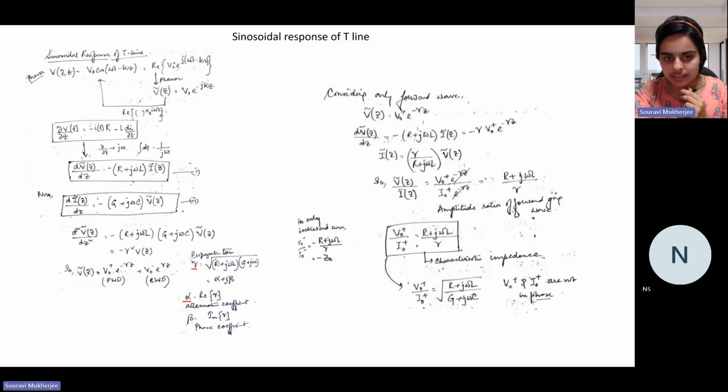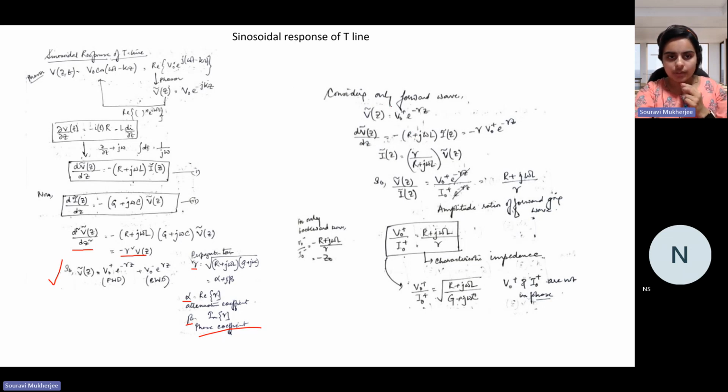Okay, and then there is another factor beta, which takes into account the phase coefficient. Okay, so it's this imaginary part. So from here, this is the general representation. If you start with an equation like this, del square V by del z square equal to gamma square V of z, the general solution should look like this, right? Some forward going wave and some backward going wave. Okay. Now let us consider the case where you only have a forward going wave. So what happens in that case?